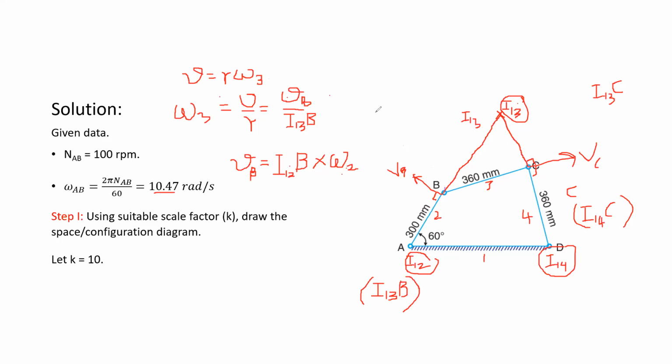In the problem it is mentioned that you have to locate all the ICRs. So see what we have done. I12, I14 we know. Here I13 is there. Here I34 is there. ठीक है, I34. Then here I23 is there at point B.